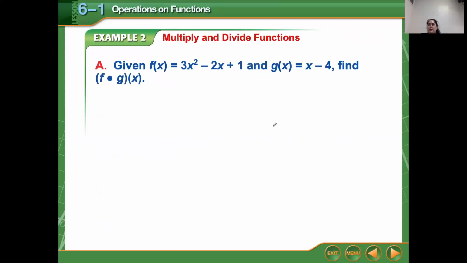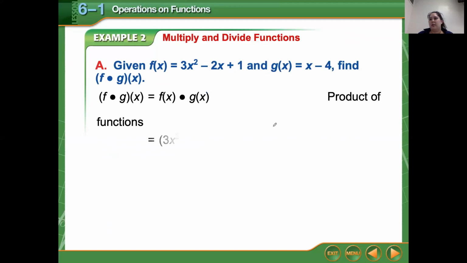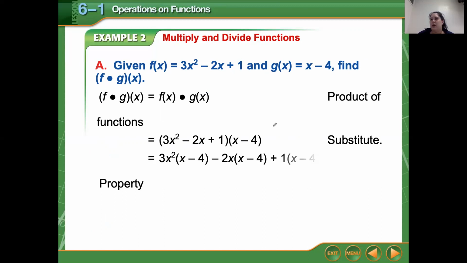All right, our next example is that we're going to take a look at multiplication and dividing. So we have f times g of x. So we're just going to multiply our two functions. So we have 3x squared minus 2x plus 1 times x minus 4. So we can use the distributive property. You can use the box method. Distributive or box is probably what I would do. It's just a different way of seeing it.